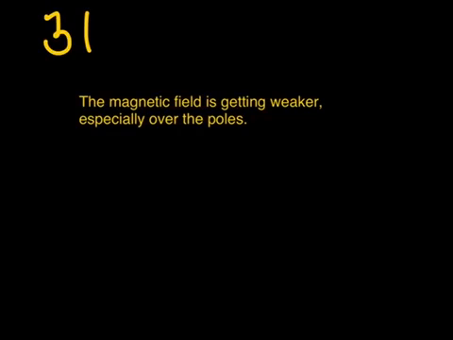And here we are. So what is happening to the magnetic field over time? It is getting weaker, specifically over the poles, and that suggests to us that it is getting ready to make a flip. Will a magnetic field flip kill everything on Earth?